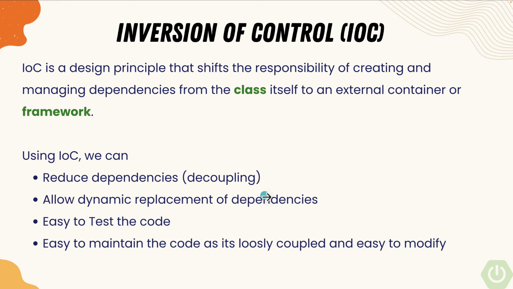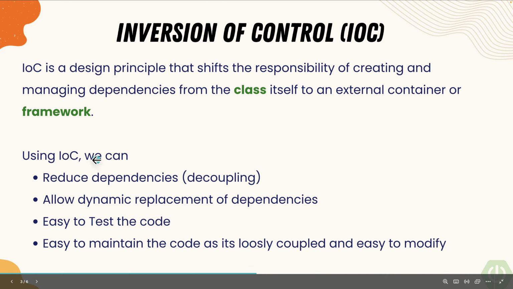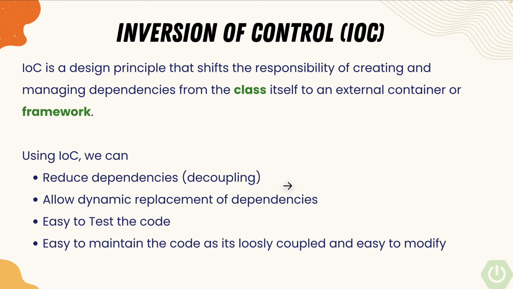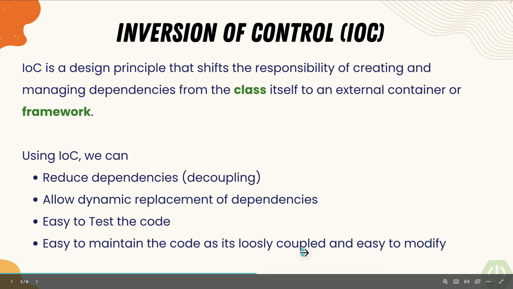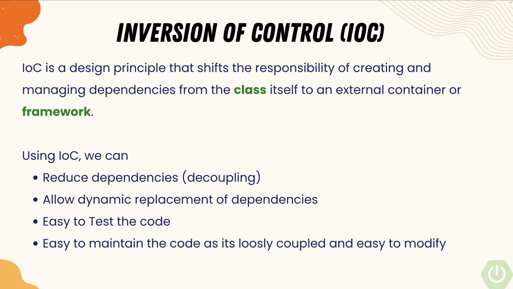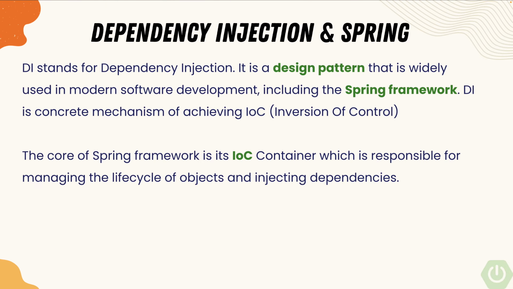And because of this, you can also do the testing of the code more easily because you have already taken the control code out. And it is also easy to maintain the code as it's loosely coupled and easy to modify. That is the power of inversion of control, which is great, right? So now you can see that the class is the sole entity responsible for creating and managing all the dependencies, and once we take that out from the class, we can do all these operations more easily. And if you are very clear with this inversion of control concept, now let's get into dependency injection.